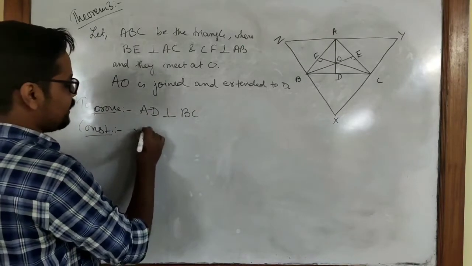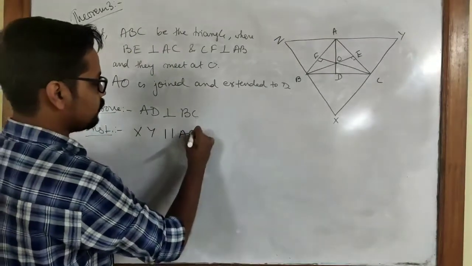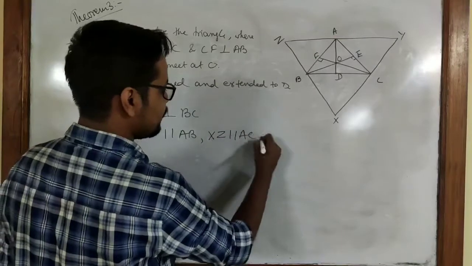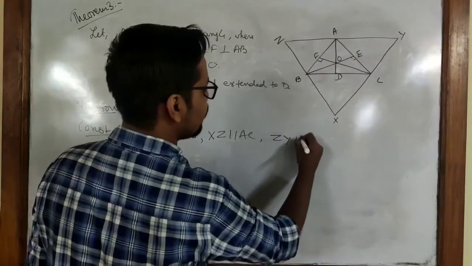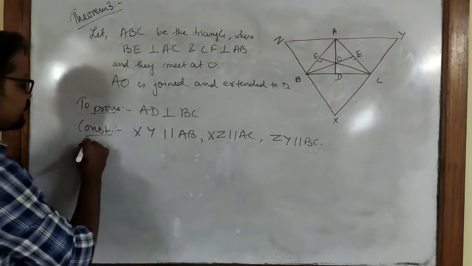Now what are the constructions? We have XY parallel to AB. Then we have XZ parallel to AC, and we have ZY parallel to BC. That is what we have done. Now we will start the proof.